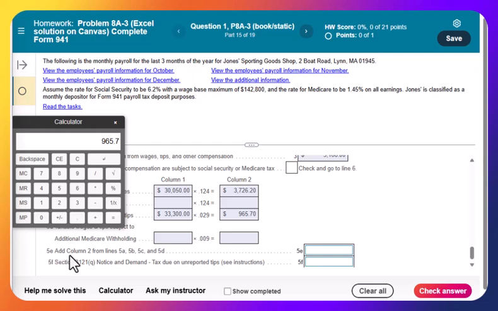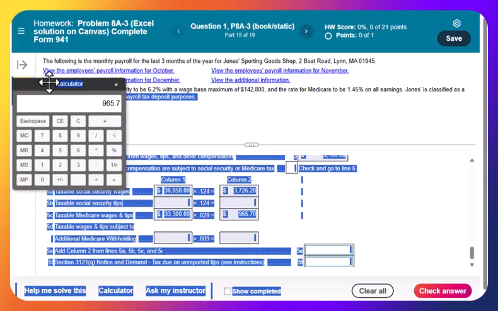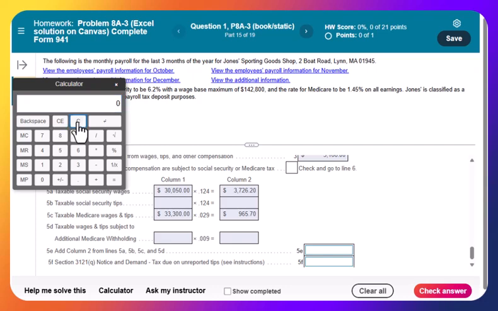So 5E, we're going to add column 2 from lines 5A, B, C, and D. Go ahead and clear out our calculator here. So we're going to go ahead and add the $3,726.20 for the Social Security tax, $965.70 for that Medicare tax, just Medicare tax, pardon me. And then that's going to be a total of $4,691.90. And we'll go ahead and put that on 5E.